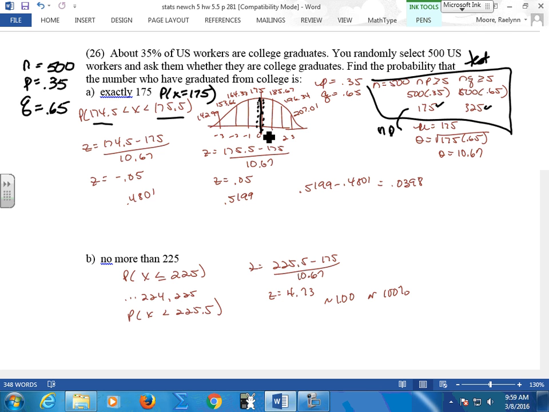Okay, then it said use the same situation, no more than 225. So no more than means less than or equal to. You've got all your information, your mu, your standard deviation, you already found that, you already tested it. So just correct this for continuity. If this is the highest, do this down. This makes the most sense. Raise the upper level 0.5. There's your new probability statement.